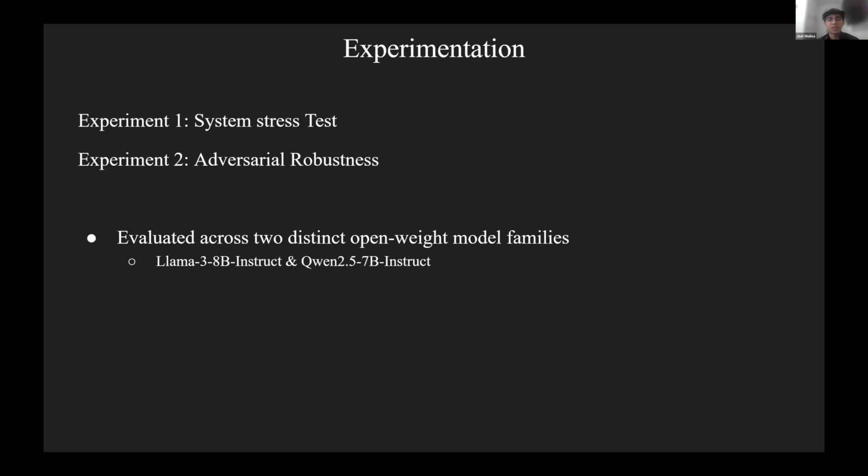So getting into the experimentation, there are two experiments that I conducted for this paper. First, there was a system stress test and an adversarial robustness test, and I'll get more into what's actually happening there in a second. But for now, I want to explain that there are two distinct open weight model families I tested with, and that was the Llama model family and the Qwen model family. As you guys can see, these are the specific models I used for the experiments.